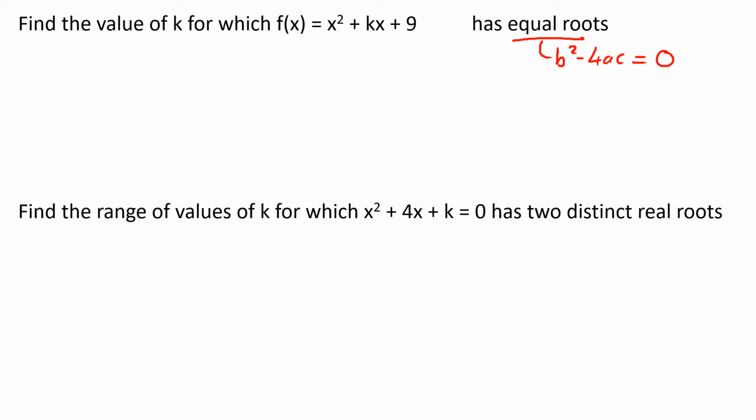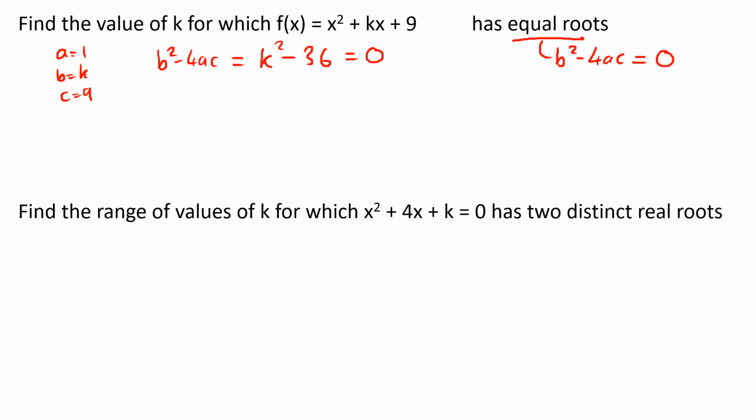I would really encourage you to write something like that down at the start of every question that you think might be a discriminant question, because there are marks available just for that. Not if you do nothing with it, that's fine. Now in this question, a is 1, b is k, and c is 9. So if we sub them in, our b squared minus 4ac is equal to k squared minus 36. And we know that's equal to 0.